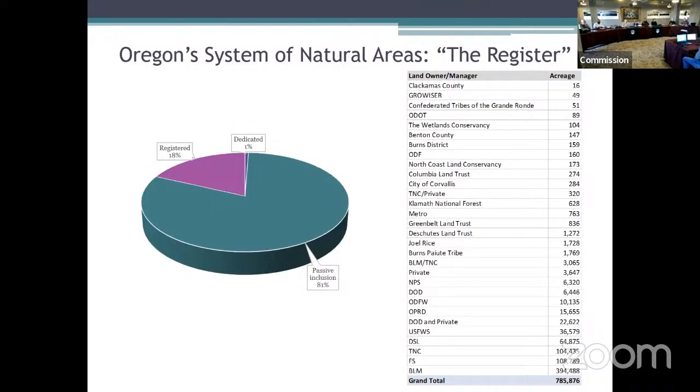And here is kind of the split on the register. The pie chart here shows registered properties in the pink color. The dedicated properties are only 1% of the pie, and that's in a blue color there. And then the vast majority are passively included natural areas from the Forest Service and BLM. If you look, see if my cursor works here, the BLM has 394,000 acres in the program, so it's a big chunk. Forest Service, 108,000 acres, Nature Conservancy, 100,000 acres. And then some are clear down, Clackamas County only has 16 acres. So the spectrum is wide.